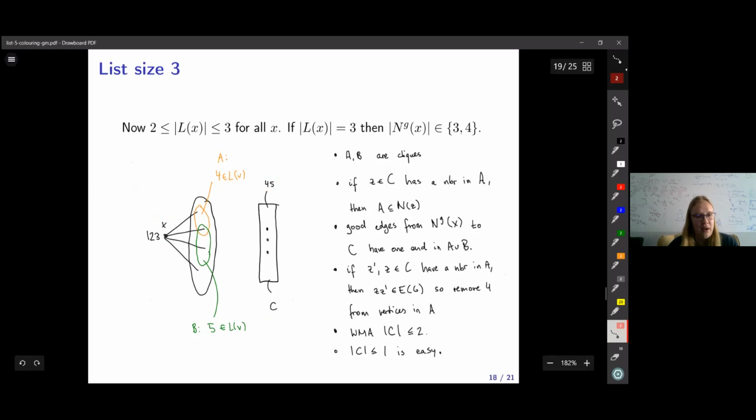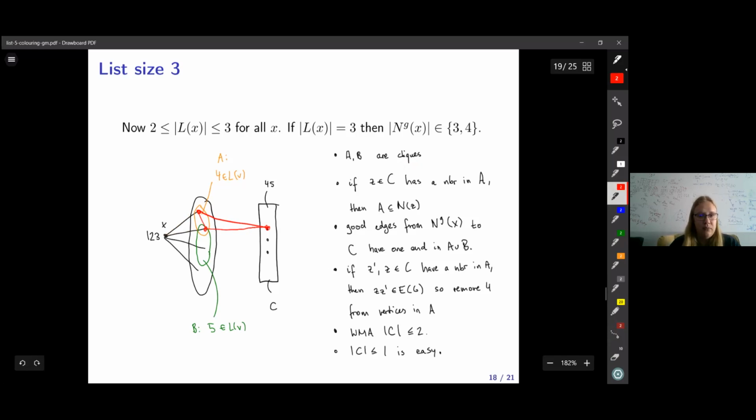Now, here I get a lot more structure very quickly, because this is never a good P3. I know that A and B are cliques. And I also know that if some vertex here has a neighbor in A, then I know this was an edge because A is a clique. And all these 3 vertices have 4 in their list. So since this is not a good P3, this is an edge as well. So as soon as I have one neighbor in A, I'm complete to A.